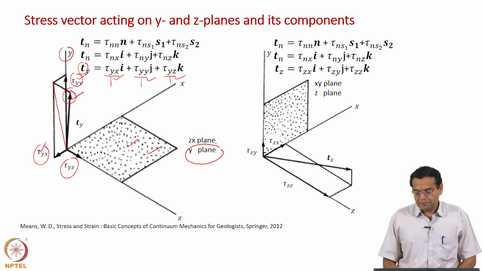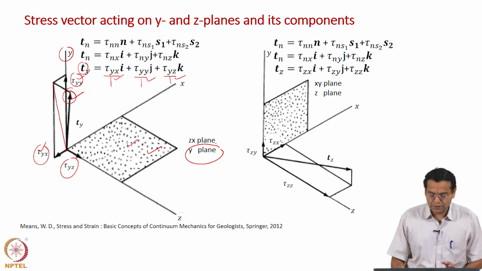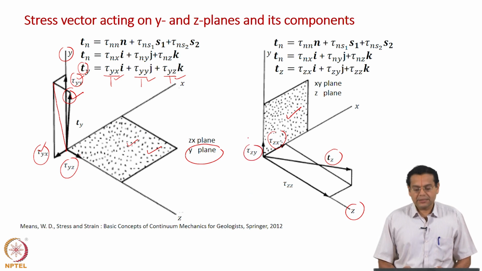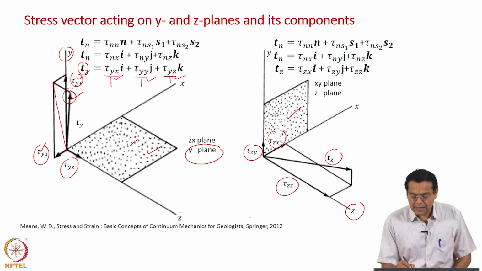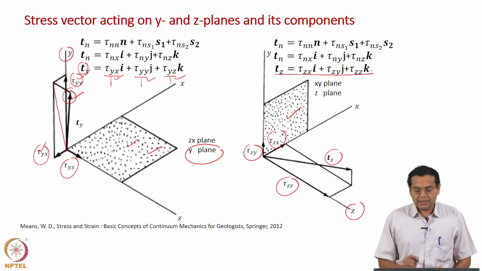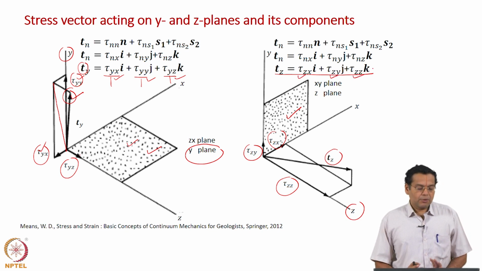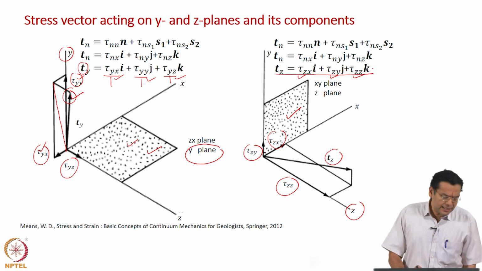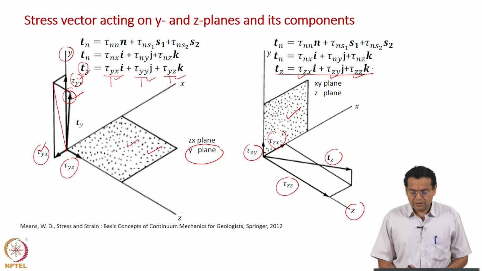Now analogously we can discuss the z plane, a very clear picture here. Of course this is a z plane because the z axis is normal to the plane, and the stress vector acting on this plane is Tz, resolved along the x axis as tau zx, then tau zy along the y axis, tau zz along the z axis. The takeaway from all this is that the first index represents the direction of the normal to the plane, and the second subscript represents the direction of the component of the stress vector acting on the respective planes.